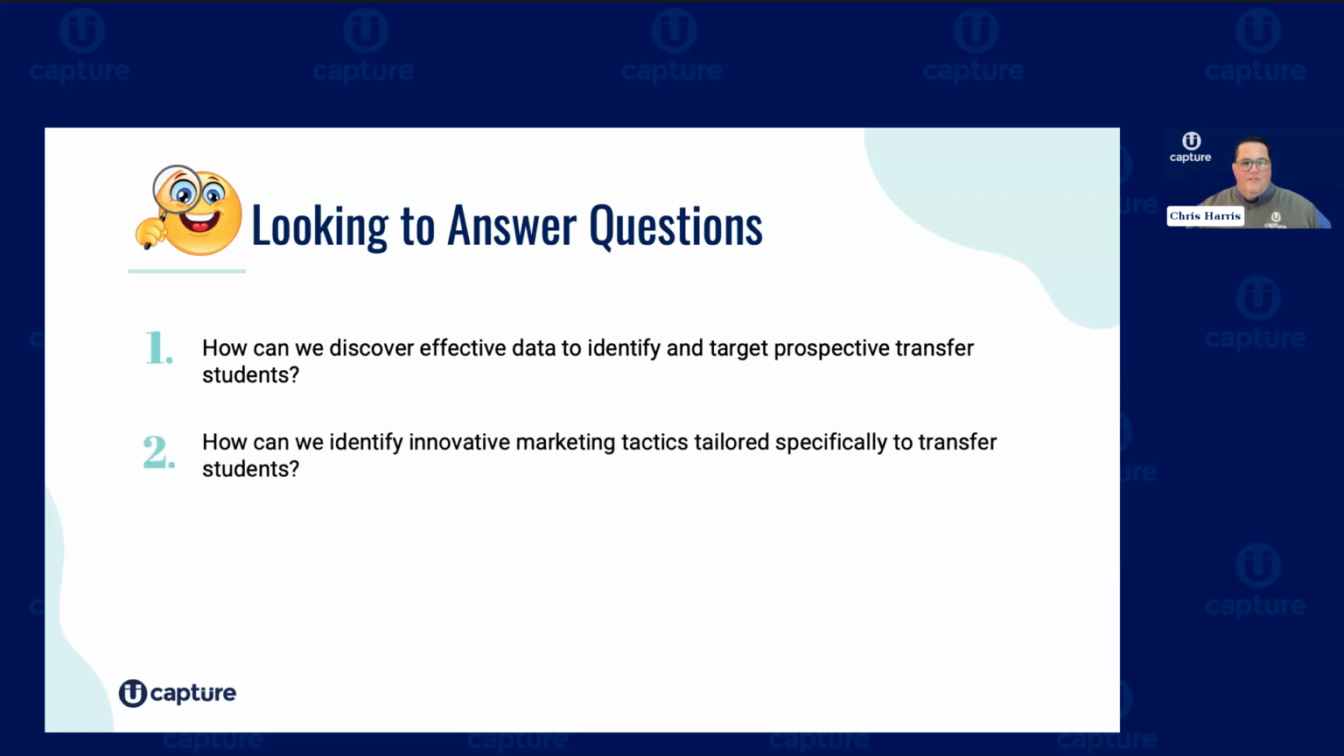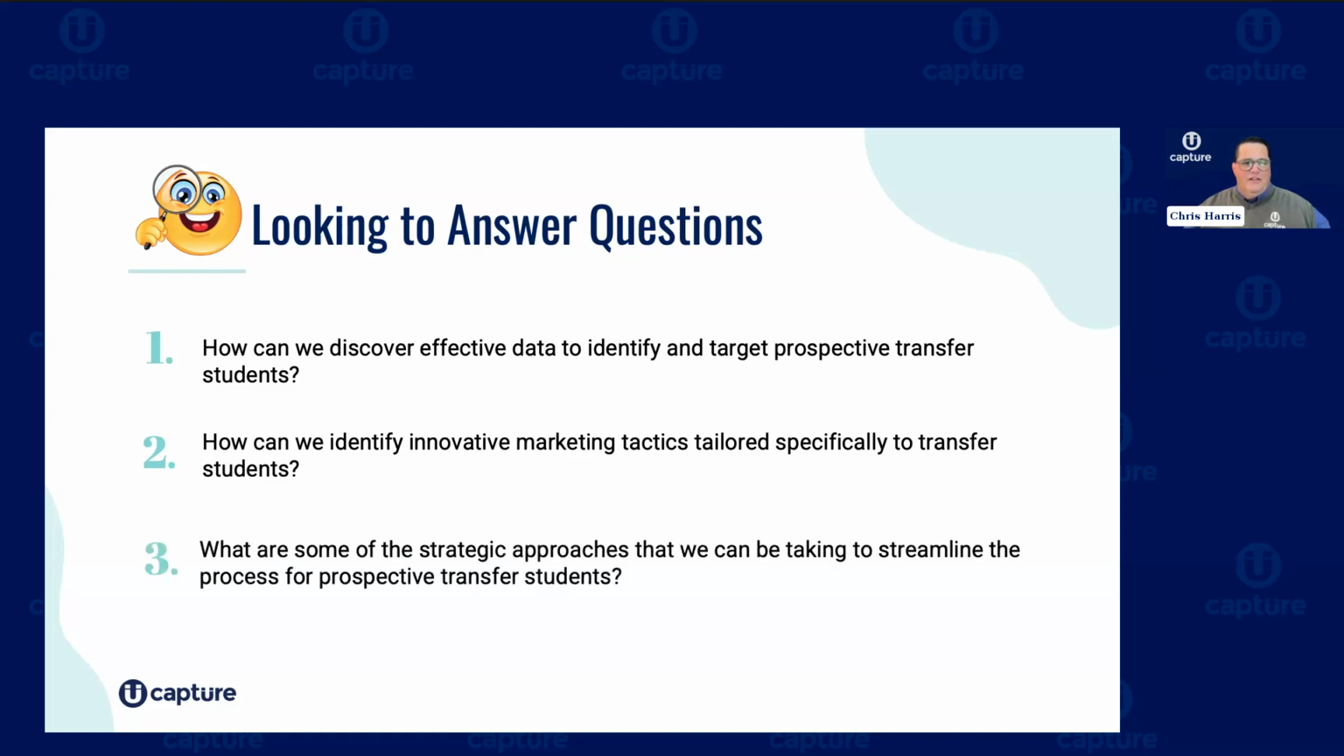Two, how can we identify innovative marketing techniques and tactics? What's new? What are things that we should be doing with transfer students that might be a little bit different than normal traditional undergraduates, but maybe even not in a graduate recruitment perspective as well. So we're answering that question. And lastly, what are some of the strategic approaches that we can be taking to streamline the process for prospective transfer students? We throw up a lot of roadblocks, don't we? You know it, I know it. What are some of those things I'm going to hit home today about that at the end here?